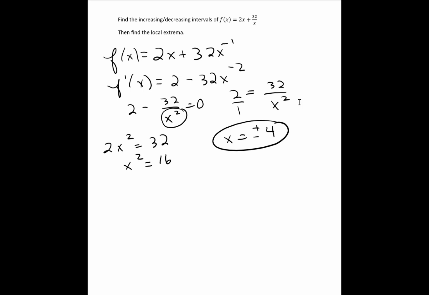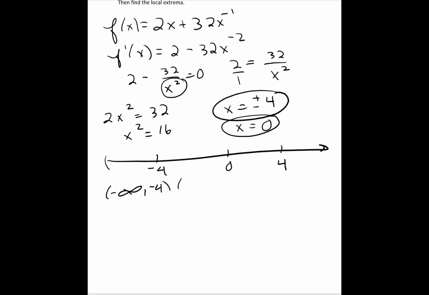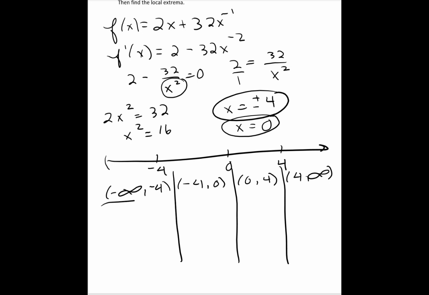So I know I can't put a 0 down there, so I also have x equals 0 that we need to look at. So when I set up my intervals, I'm going to go negative 4, 0, and 4. Don't miss that 0. That would change things. So I want to go negative infinity to negative 4, negative 4 to 0, 0 to 4, and then 4 to infinity. So 3 partition numbers, I have 4 intervals.